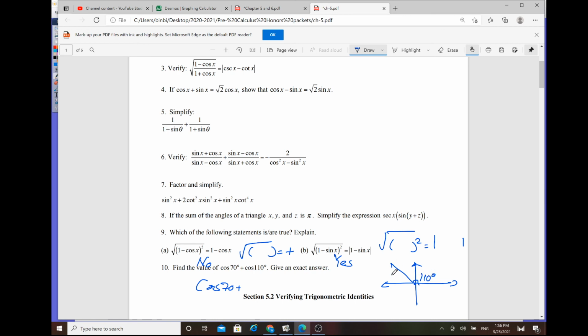So this one is the same as the cosine of the reference angle, which is 180 minus 110, so that'll be 70. So it's the same as negative cosine of 70 degrees. So cosine of 110 is minus cosine of 70 degrees. So positive cosine of 70 minus cosine of 70 is 0. Just like that. So it's pretty easy.